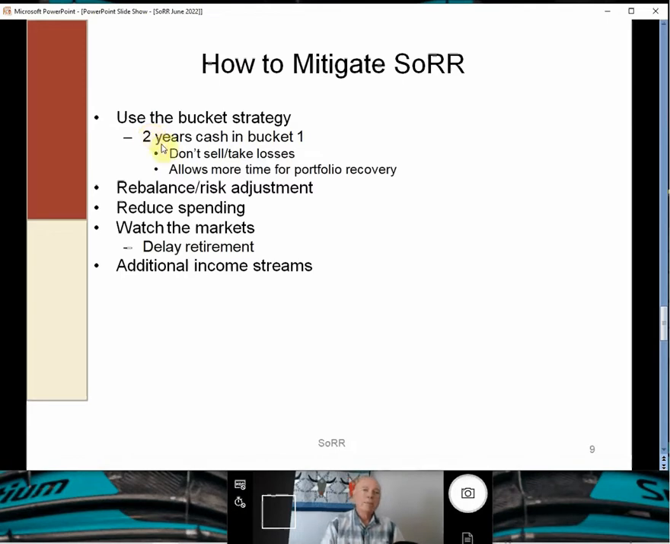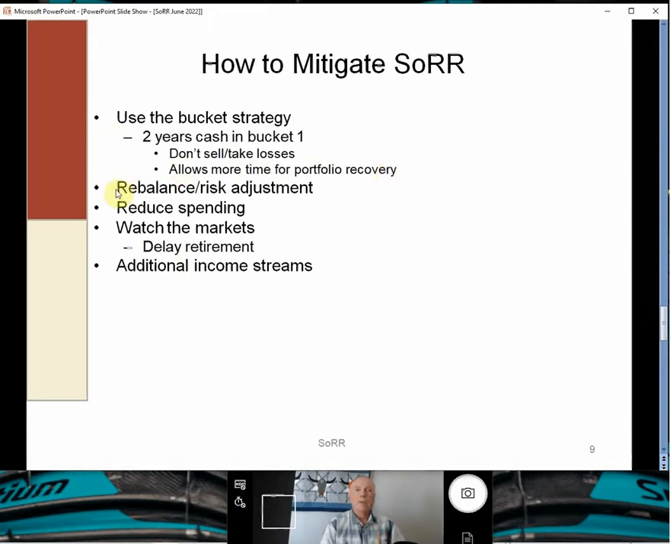And the thing about having 2 years in cash and using the bucket strategy is that if you do hit a downturn when you retire in years 1 or 2, early years, don't take losses. Don't sell investments and lock in those losses. Use the cash you've put aside. It's kind of a contingency way of approaching sequence of returns risk. But what it does, it allows you more time for those investments that go down to recover. So I think this is one of the most effective ways that you can mitigate sequence of returns risk.